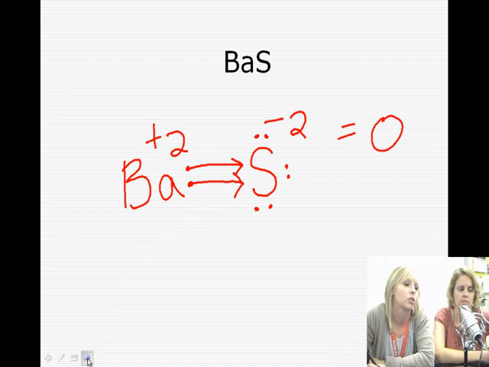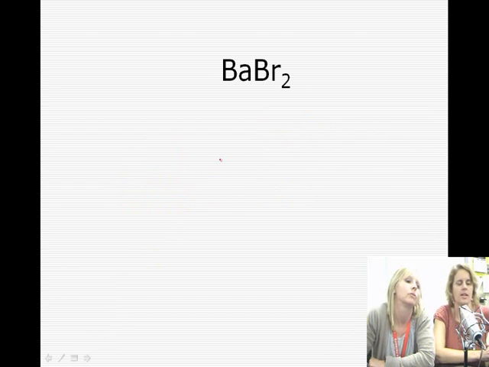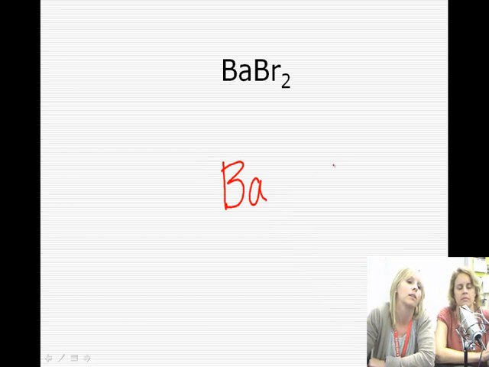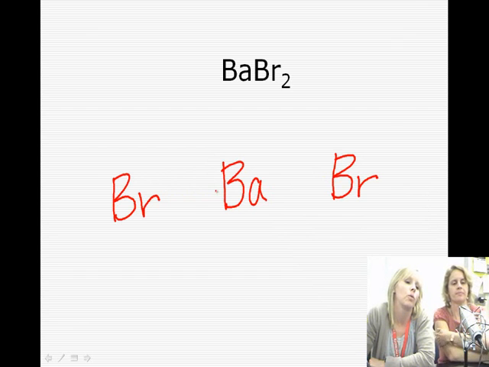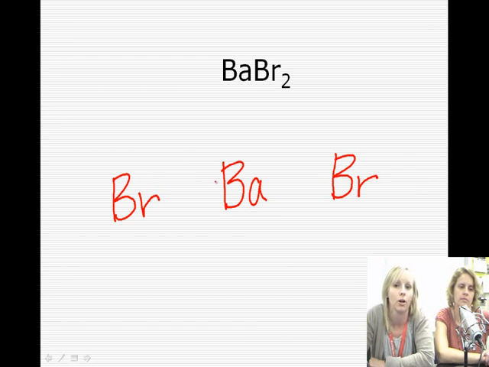Should we make it a little harder? Now, BaBr2. You're going to soon learn how to name those things. That's called barium bromide. Now there are 2 bromines, so she's going to put 1 on either side. It makes it a little easier to draw these, because we want to show how they are bonded together, so we draw them on opposite sides.